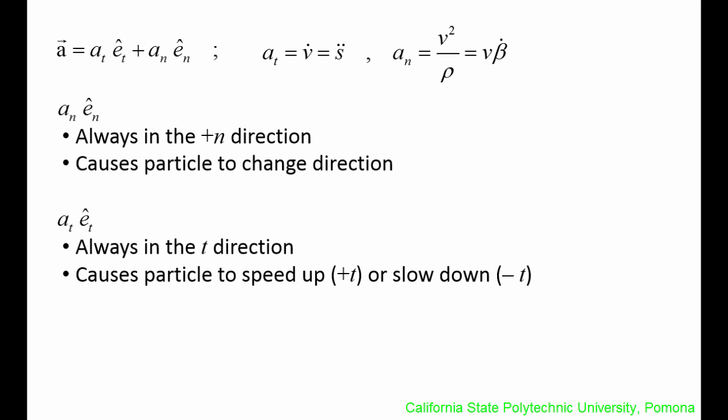If v dot is positive, the tangential acceleration component points in the positive t direction and the particle speeds up. If v dot is negative, the tangential acceleration component points in the negative t direction and the particle slows down. This component is responsible for the particle changing speed, just like a gas pedal or brake pedal of a car.